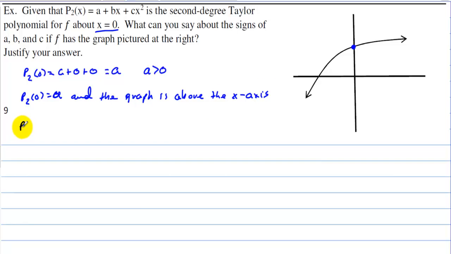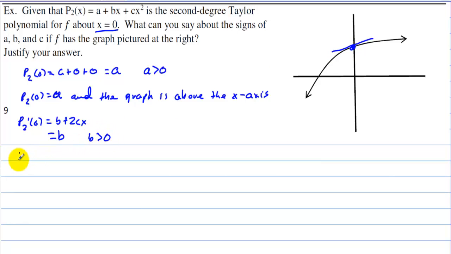What if we look at the first derivative at 0? Let's look at the first derivative of this function at 0. The derivative of a is 0, the derivative of bx is b, and then we'd have plus 2cx. And when we evaluate this at 0, we would just get b. The slope of the line at 0 is positive, so b has to be greater than 0.